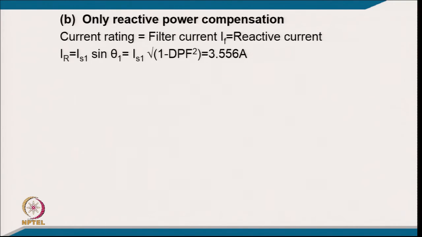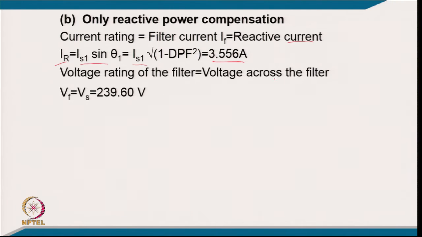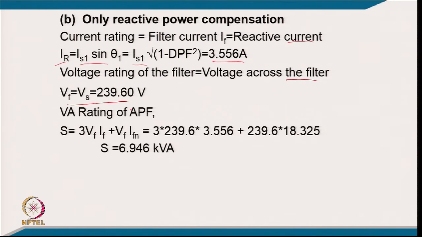Now, only for reactive power compensation, the current rating of the filter will be equal to the reactive current, that is IR equal to IS1 sin theta 1, and that will be IS1 under root 1 minus DPF square, so it comes 3.556 ampere, and the voltage rating of the filter will be the voltage across the filter, that is Vf equal to Vs, 239.6 volt, and the VA rating of the active filter will be 3 VFIR plus VFIN.